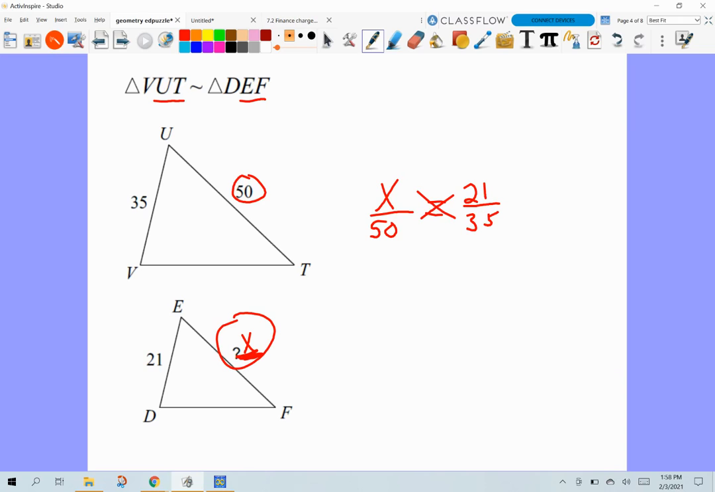Cross multiply and solve. 35x. Then 21 times 50, 1,050. Divide out your 35. You got 30. Okay, that side's 30.